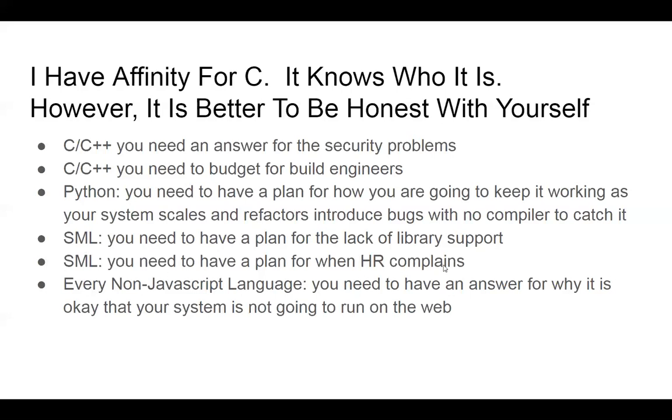The other one you need to have an answer for is when HR complains that they can't hire anybody, right? You better be in Pittsburgh or Ithaca, so that you can hire CMU or Cornell students. And even then, you need to have a plan for how you're going to hire or keep anybody, or you're going to have to train everyone in your language. Sort of the opposite of C, C++ and Python.